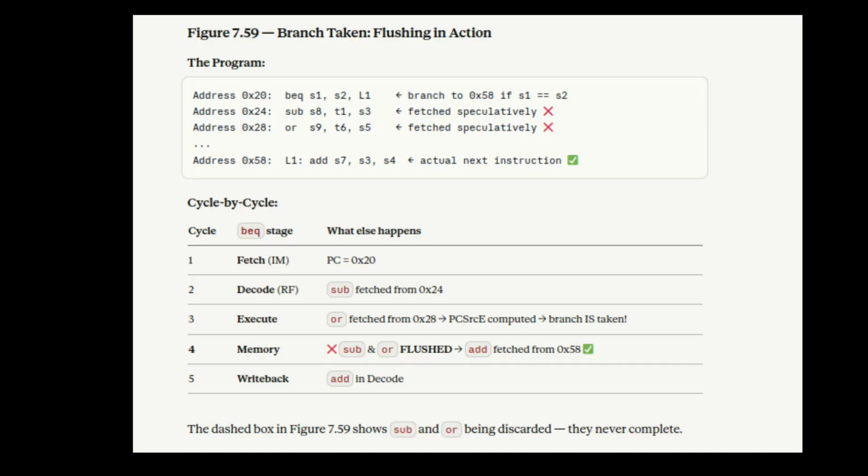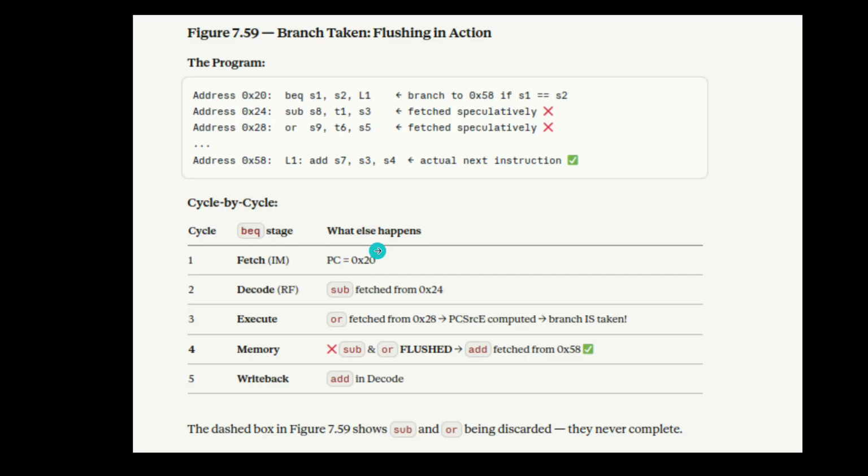Branch taken, then flushing in action. First, this branch comes and it checks if S1 is equal to S2. If it is equal, it will go to L1, otherwise it will go to the next instruction. But the sub and or instructions would come here, though actually we need L1 if S1 is equal to S2. So L1 should come next and not these instructions. So we have to flush these 2 instructions.